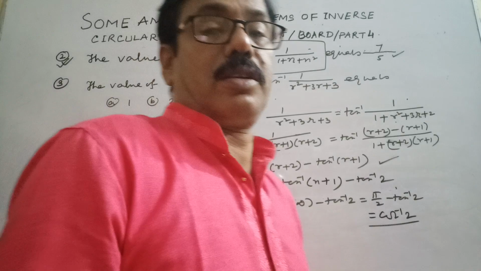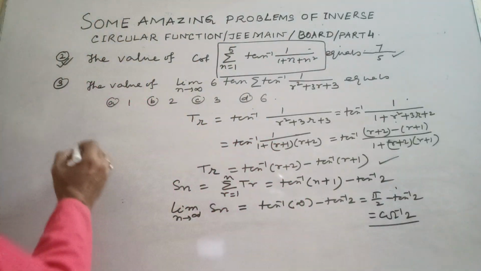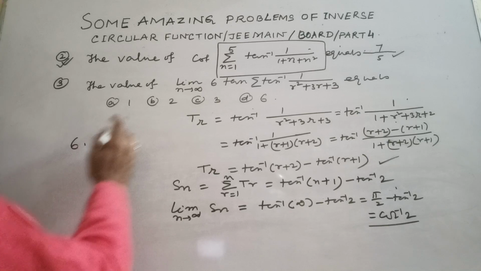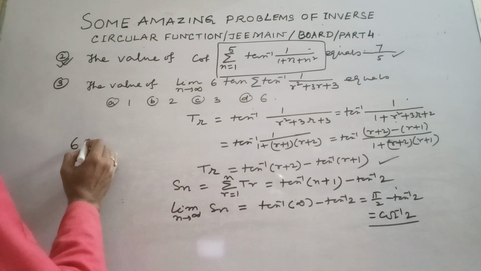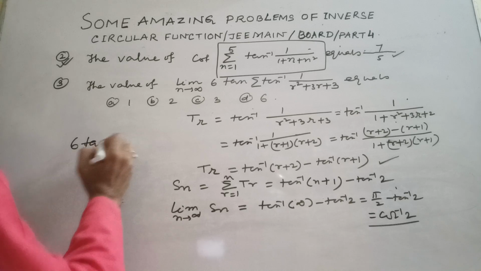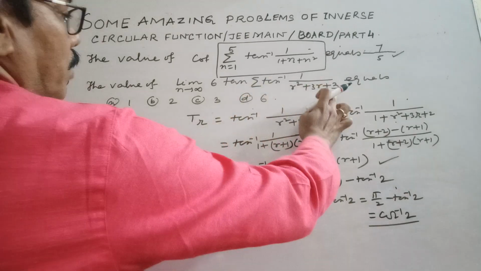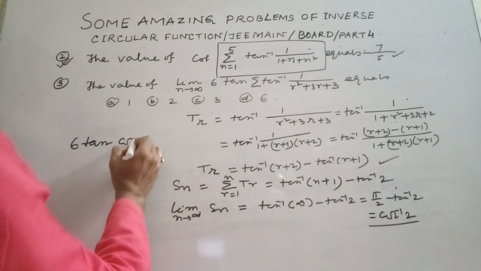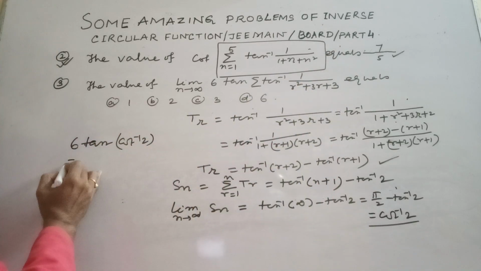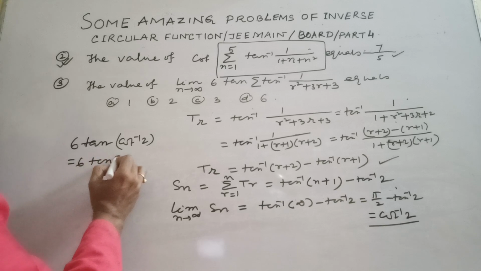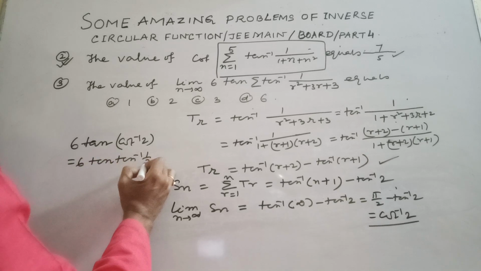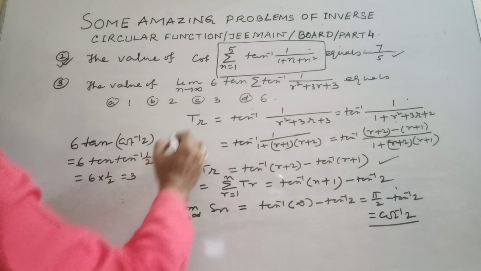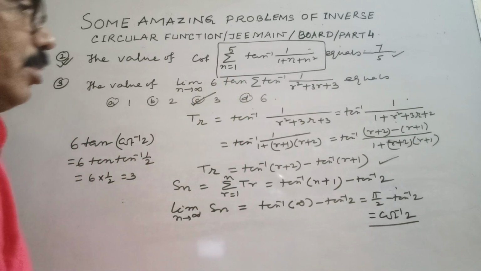Now look at our result. So this is 6 multiplied by 6, into tan, and we know the value as n tends to infinity. This is cot inverse 2. So 6 tan of tan inverse half. So 6 into half, this is 3. So the answer will be 3.